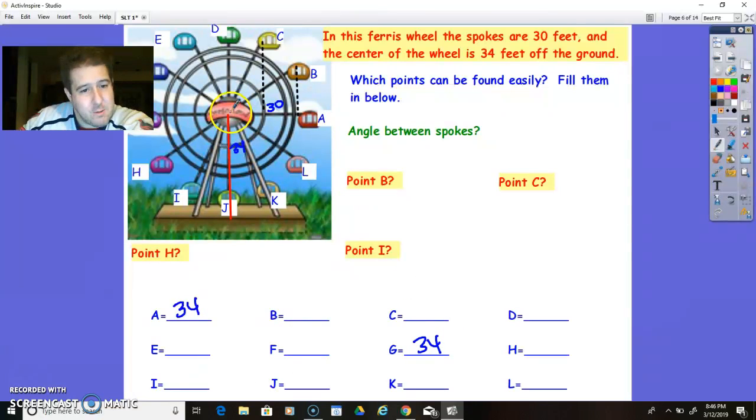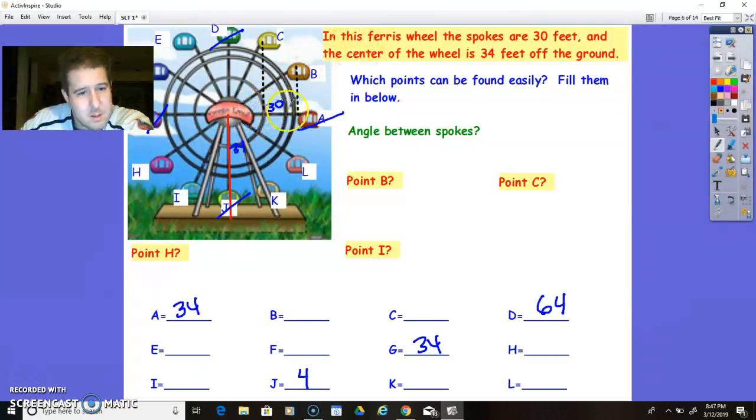Now, if this is 34 and I subtract the radius of the circle, then that tells me that J must be 34 minus 30 is 4. J is 4. Now, if this is 34 and this is 30 more, so that adds up to 64 is D. So those four positions are the easiest. The ones that are the same as the center height and the ones that are directly above and below.